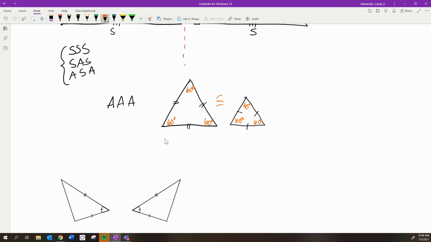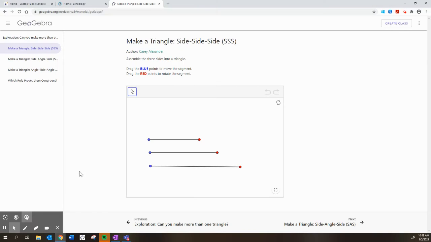But are these two triangles congruent? No, they are not, right? I mean, obviously, I drew the second triangle much smaller than the first triangle. So angle, angle, angle, if you just know that the angles are congruent, that is not a way to prove that the triangles are congruent. So let's look at some ways that are possible ways.